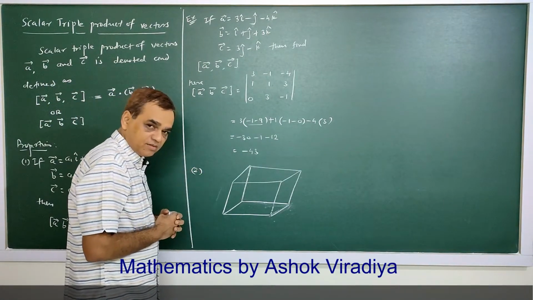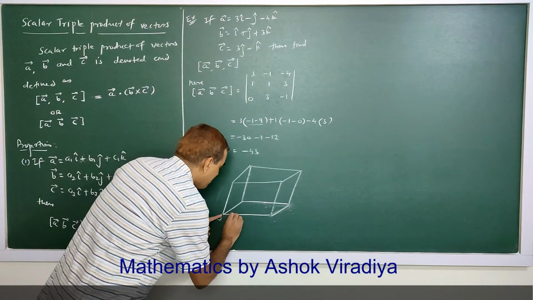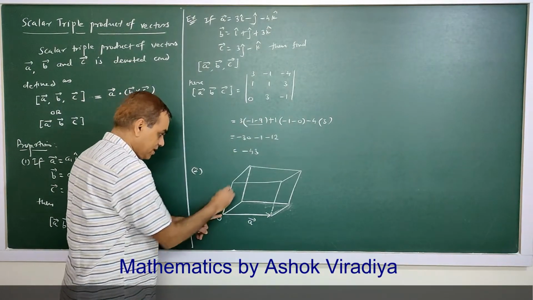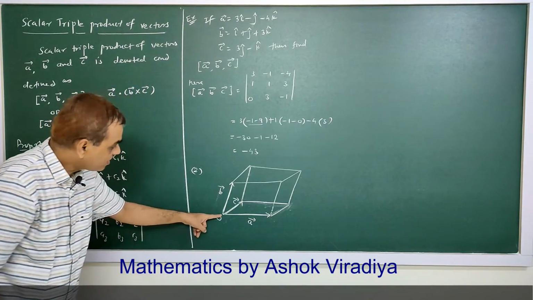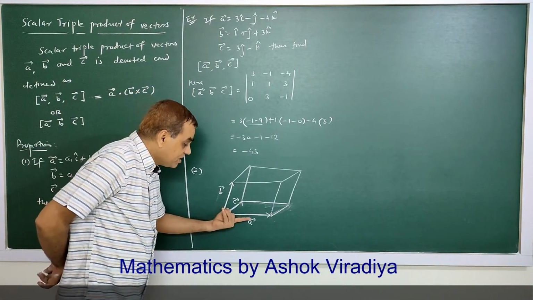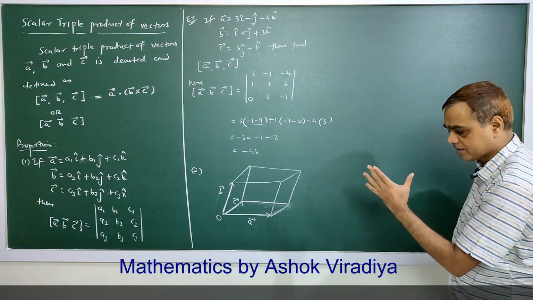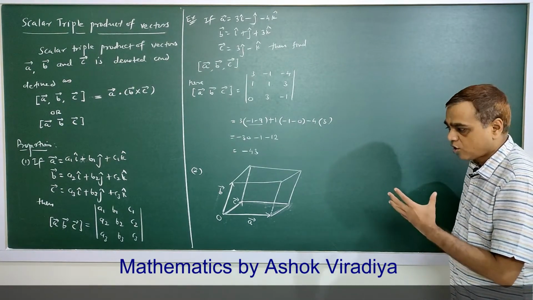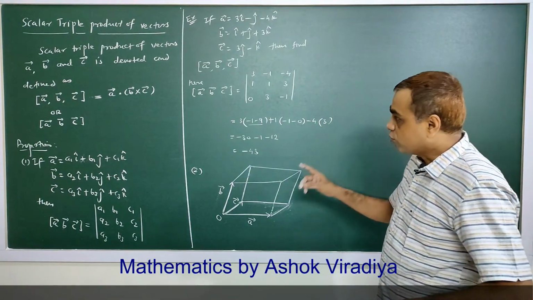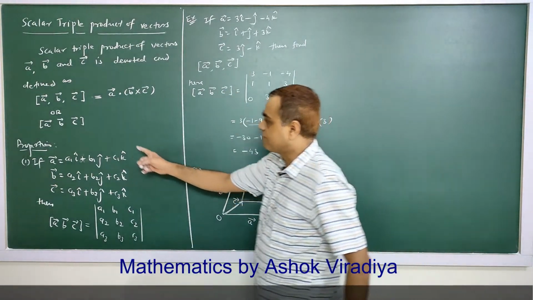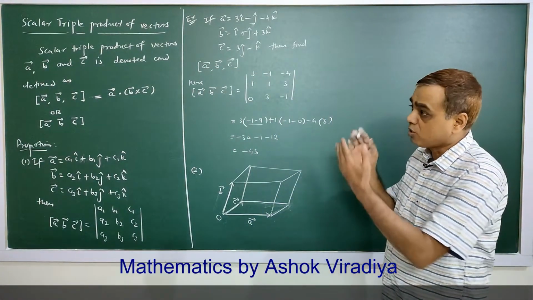The volume of this parallelepiped can be found if this corner is O and this corner is formed by, this is vector A, this is vector B, and this is vector C. This corner is formed by vector A, vector B and vector C. That means if vector A, vector B and vector C are adjacent edges of any parallelepiped, then its volume is equal to the absolute value of this scalar triple product, that is the modulus of that scalar triple product.